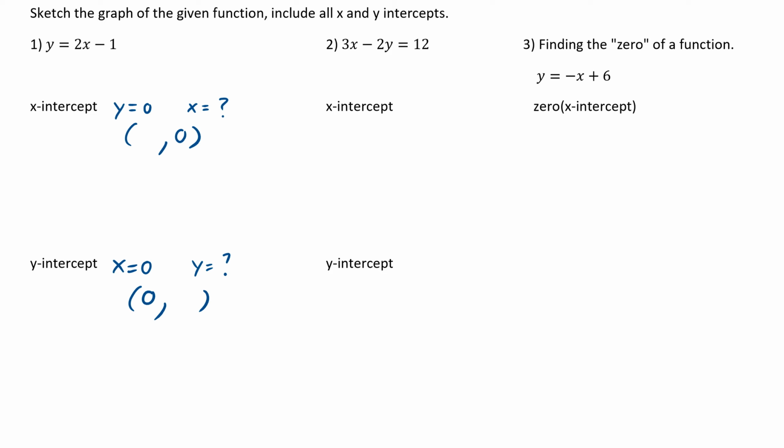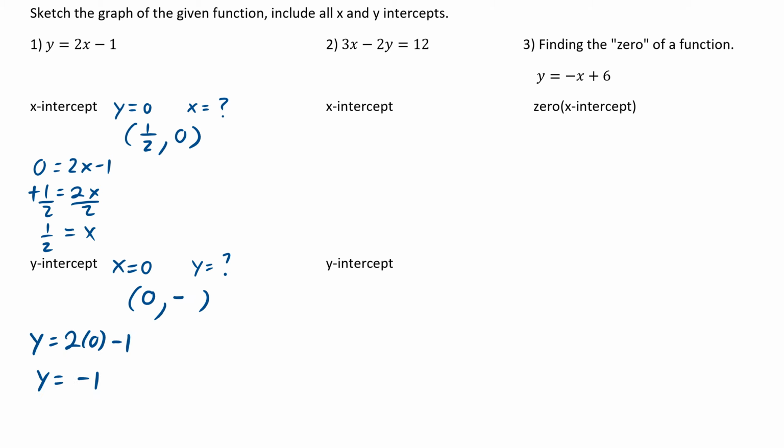So by plugging in 0 for the Y value and solving this, X equals 1/2. It tells us where it will cross the X intercept. And plugging in 0 for the X, we get Y equals -1.